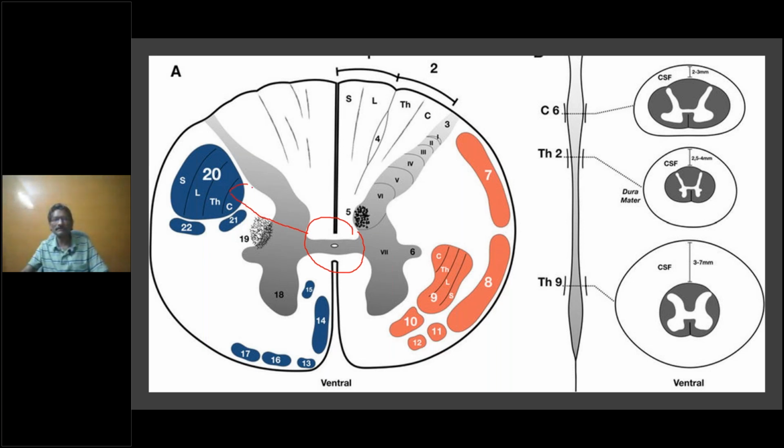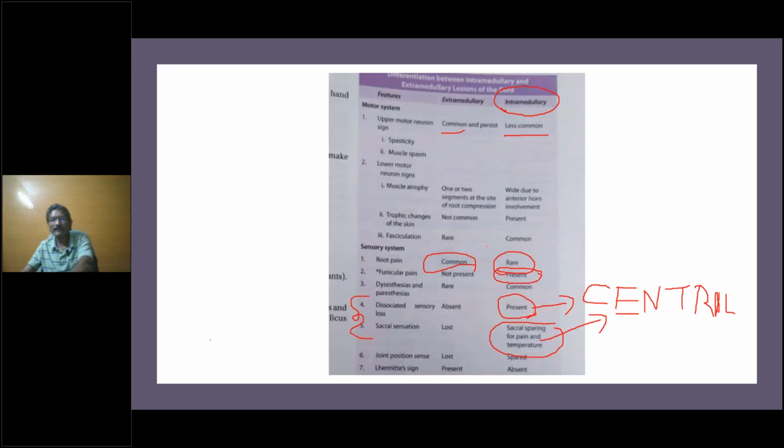It should move this much to cause a pyramidal tract lesion, whereas it has to move only this much to cause the anterior horn cell lesion. So from the center part of the spinal cord, the anterior horn cell is closer, whereas the pyramidal tract is at a longer distance. So only with the distance factor we are actually talking about it. So upper motor neuron lesion is common in extramedullary, and in intramedullary it is less common because of the distance.